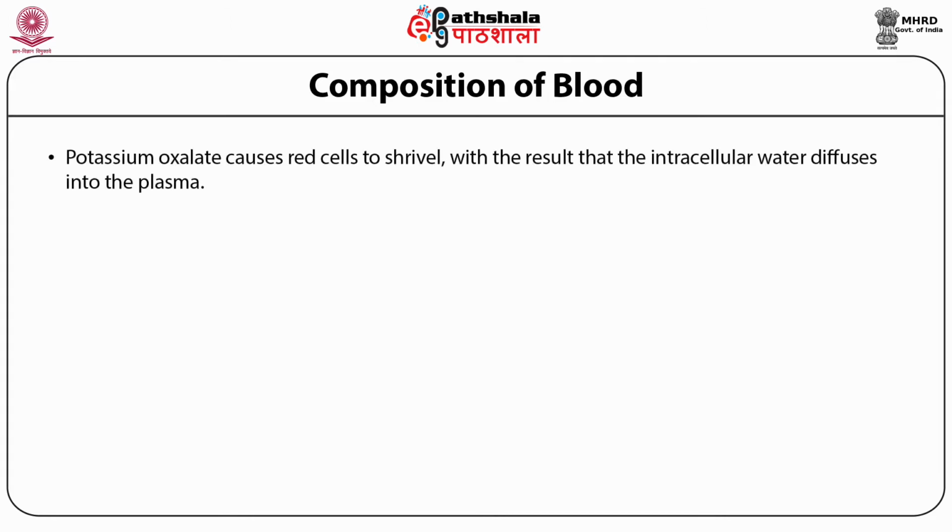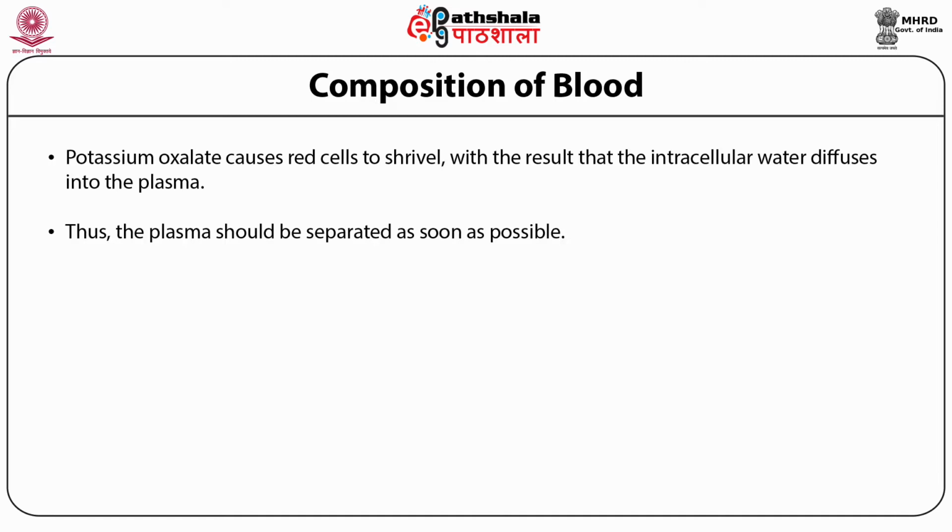The potassium oxalate causes red cells to shrivel, with the result that the intracellular water diffuses into the plasma. Thus, the plasma should be separated as soon as possible. If a sample must be kept anaerobically, as in the case of carbon dioxide analysis, mineral oil is added to the collection tube. This is lighter than blood and will cover it. A cork stopper should be used in these cases because the oil causes rubber stoppers to swell.